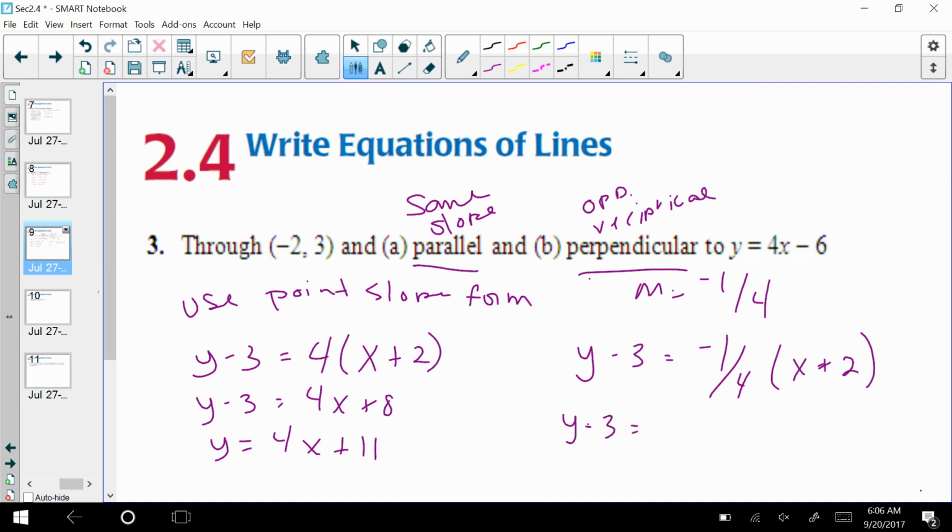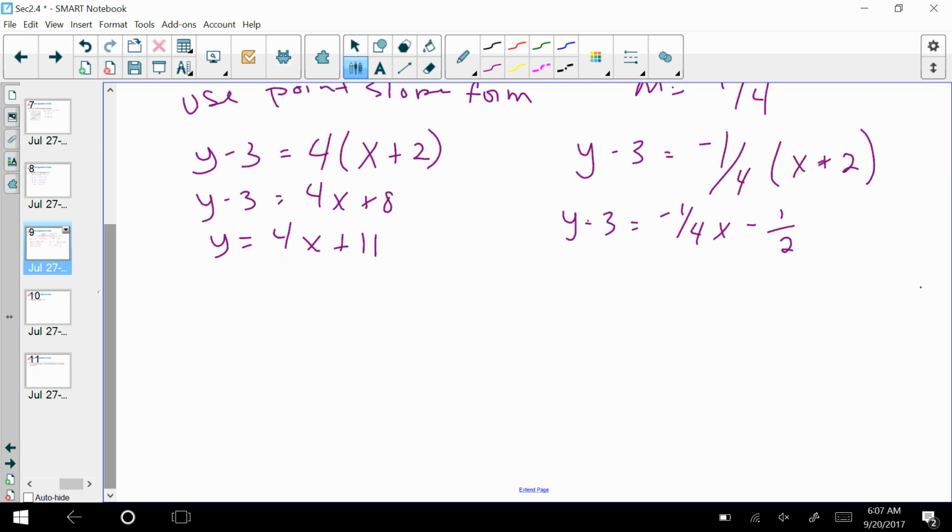Y minus 3 equals -1/4 x minus 2/4, which is 1/2. And then we can solve for y by adding 3 to both sides.